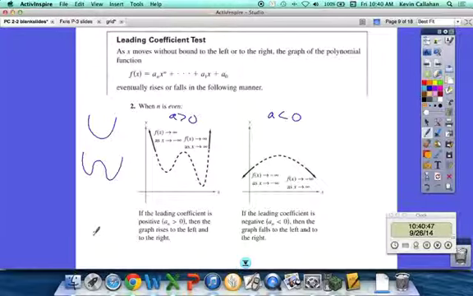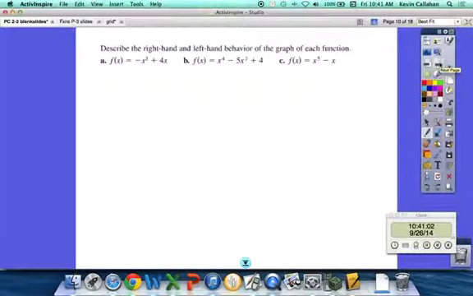There will be, I don't know how many, 6, 7, 8 homework problems about this. Your answer is going to be falls to the left, rises to the right, that kind of thing. You're not doing any calculations. You're just looking at that one thing. Are we good? Good.